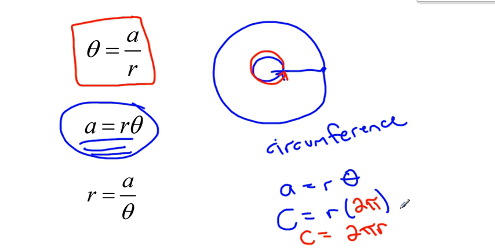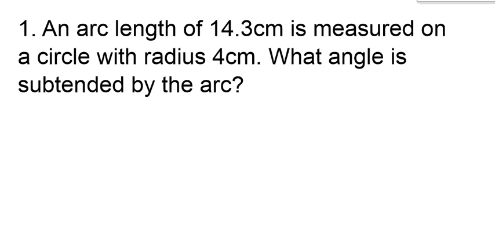So that formula that you've used for years to find the circumference of a circle is actually based on what we just learned about arc length and radian angles. So that's sort of interesting. But let's just look at some questions involving this formula. Make sure you're comfortable using it.